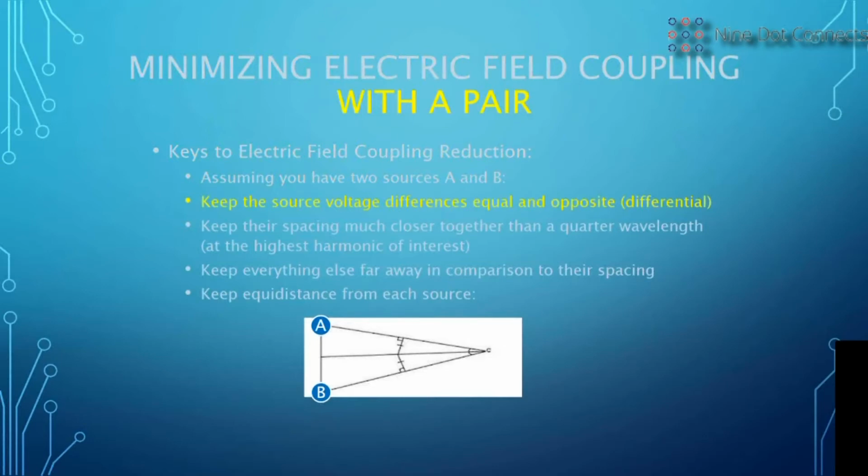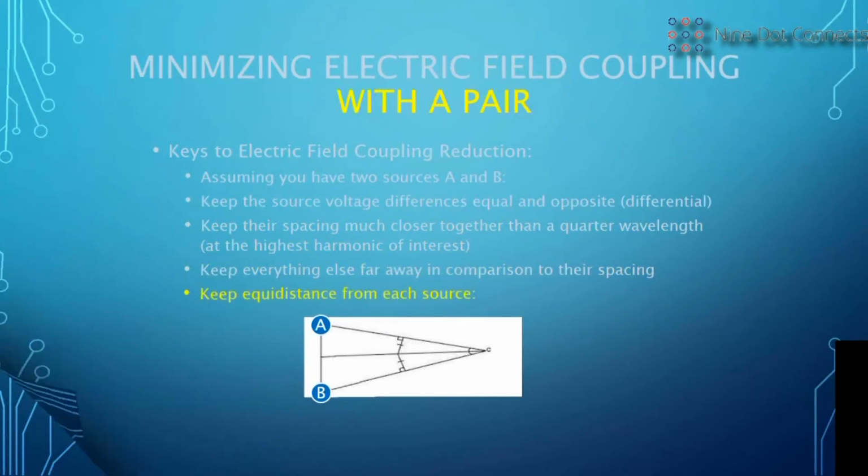But understand that if you're talking about in the AB direction or the BA direction, if the wavelength is equal to a half wavelength, then you will have completely inverted the phase of an AC signal. So it's important to understand the wavelengths. Keep everything else very, very far away in comparison to their spacing, and it will cancel. If you can't keep them equidistant, then you also have the fallback position of keeping everything equidistant from each source. In other words, A to C is the same as B to C, and in that way they will cancel by being equal with the distance.